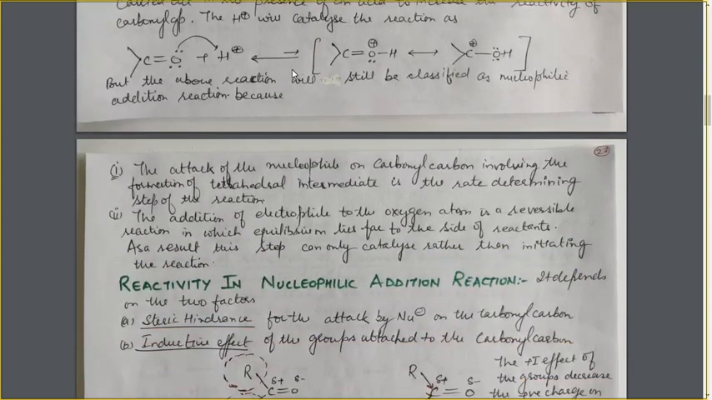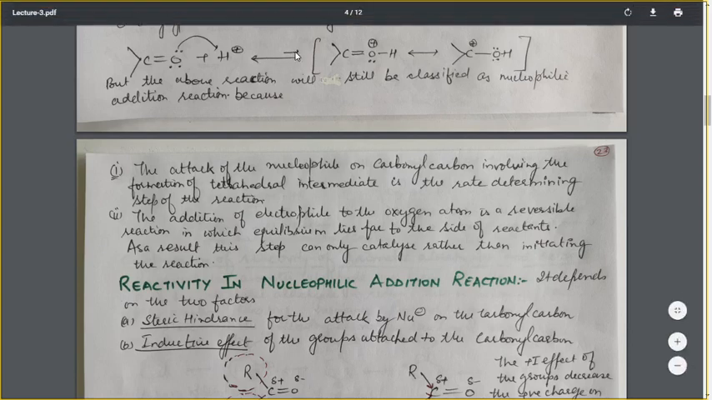And second, the addition of the electrophile to the oxygen atom is a reversible reaction. It is a reversible reaction. And here this arrow is a smaller one and this arrow is a bigger one. So this means that the equilibrium is much on the reactant side, not on the product side.